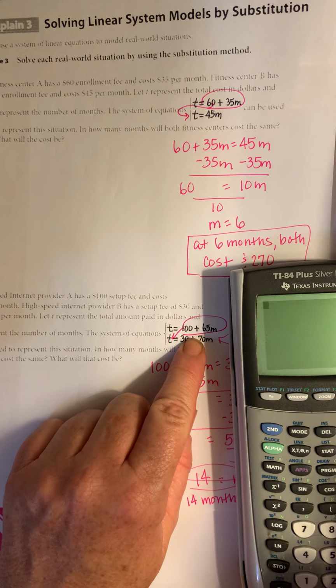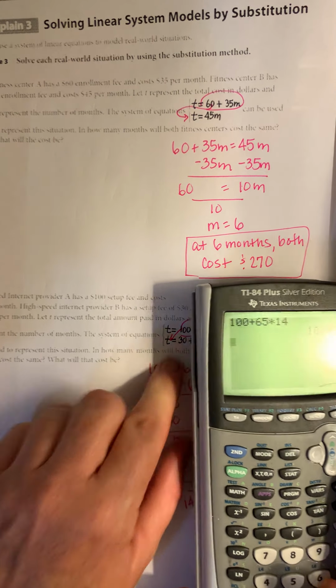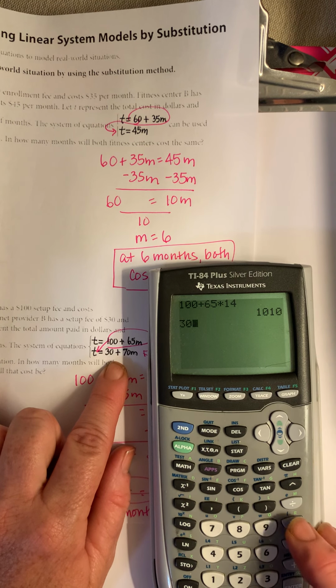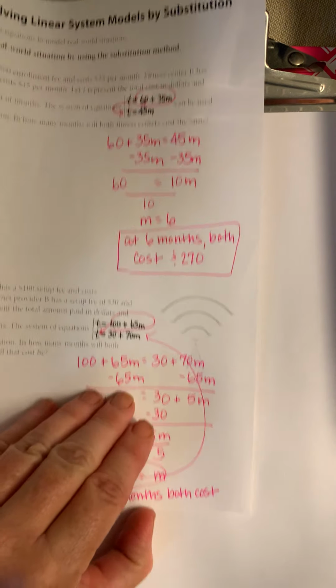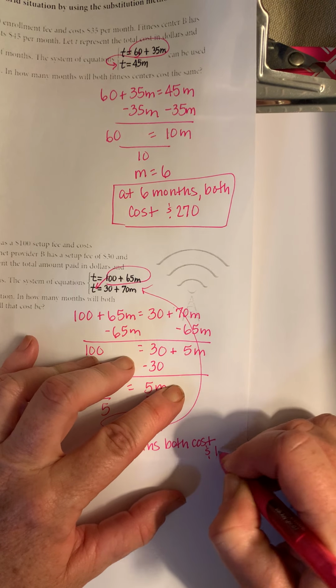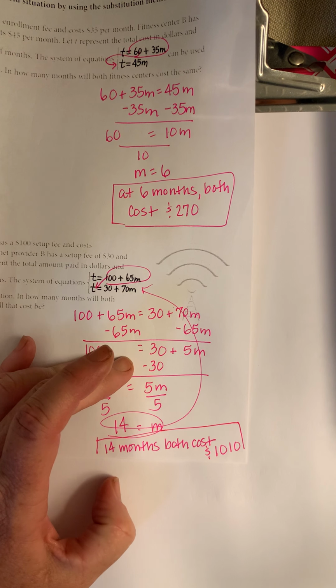So I'm going to do both of these. 100 plus 65 times 14 gives me 1,010. And if I plug it into the other equation, 30 plus 70 times 14 is equal to 1,010. So at 14 months, they both cost 1,010.